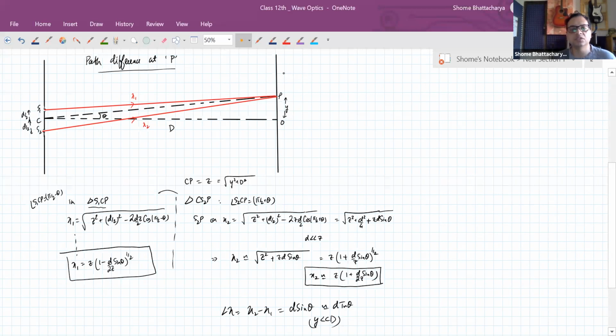So we are not going very far off on the screen because remember capital D is of the order of meters. So if we are within a few centimeters range of the symmetry point O, then this approximation is correct, that y is very small compared to D. So in that case we can substitute sine theta as tan theta and that becomes dy by D. So the path difference in terms of y is directly proportional to y, or in terms of theta it is proportional to sine theta.